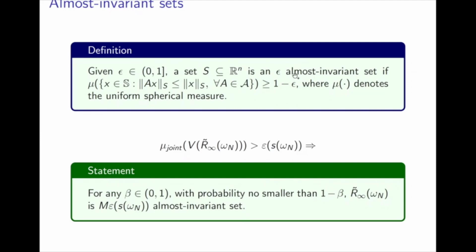A set is called epsilon almost invariant if the measure of the good points is greater than 1 minus epsilon, or in other words, if the measure of the bad points is less than epsilon. This mu here is the uniform measure on the sphere. Then with the chance constraint theorem, we get our first certificate: with probability no smaller than 1 minus beta, the computed set is almost invariant with epsilon being this.